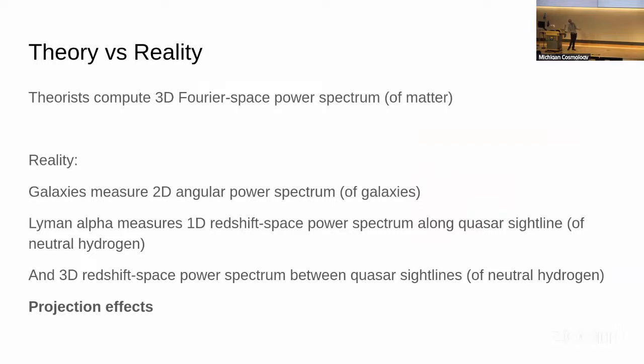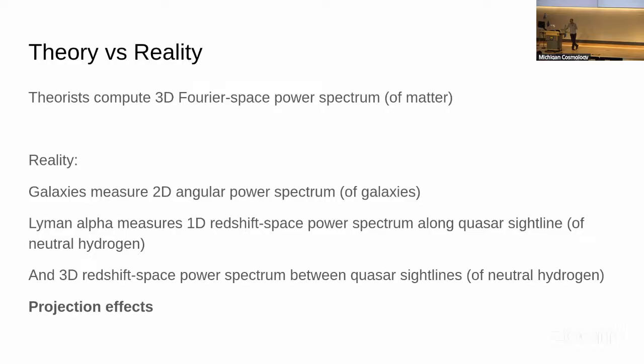What I've been doing thus far, when we do cosmology as a theorist, is computing usually the 3D Fourier space power spectrum of the total matter. We cannot measure this, because we can't measure anything in 3D, and we can't measure matter, right? We're sensitive to some tracer.